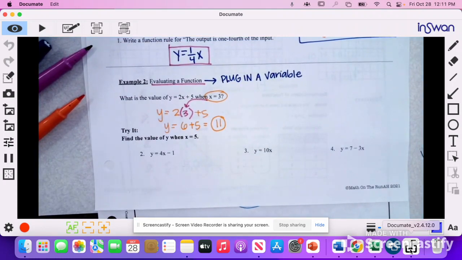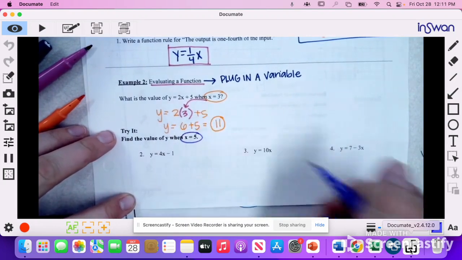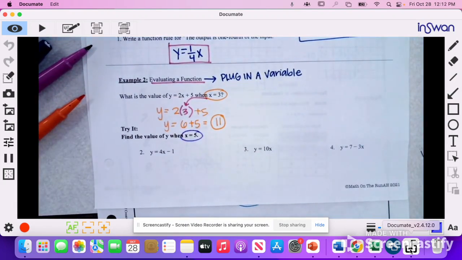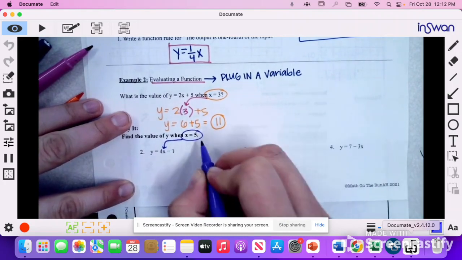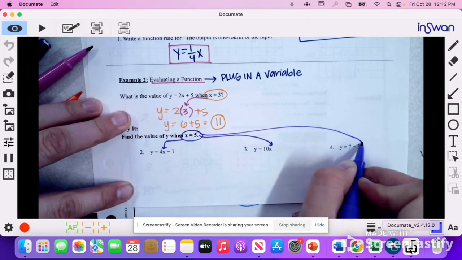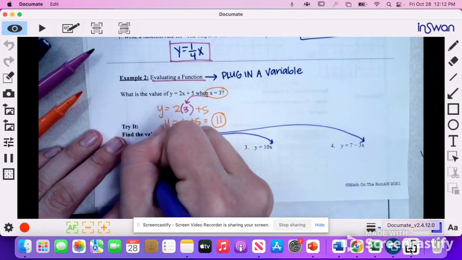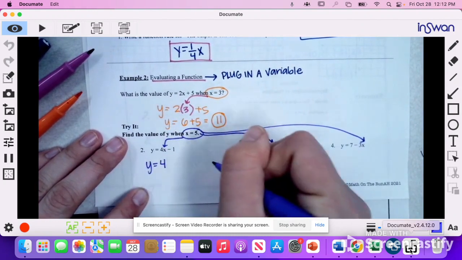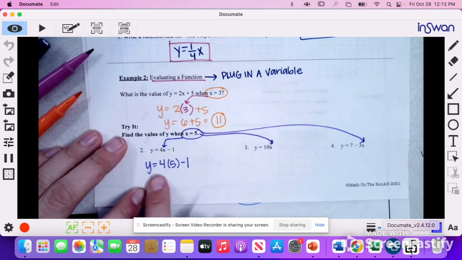So for the next 3, you're going to use 5 for x. So everywhere you see an x, you're going to put a 5 here, here, also here. Okay, I'll get you set up on the first one. Y equals 4 times what? 5 minus 1. So put this in.